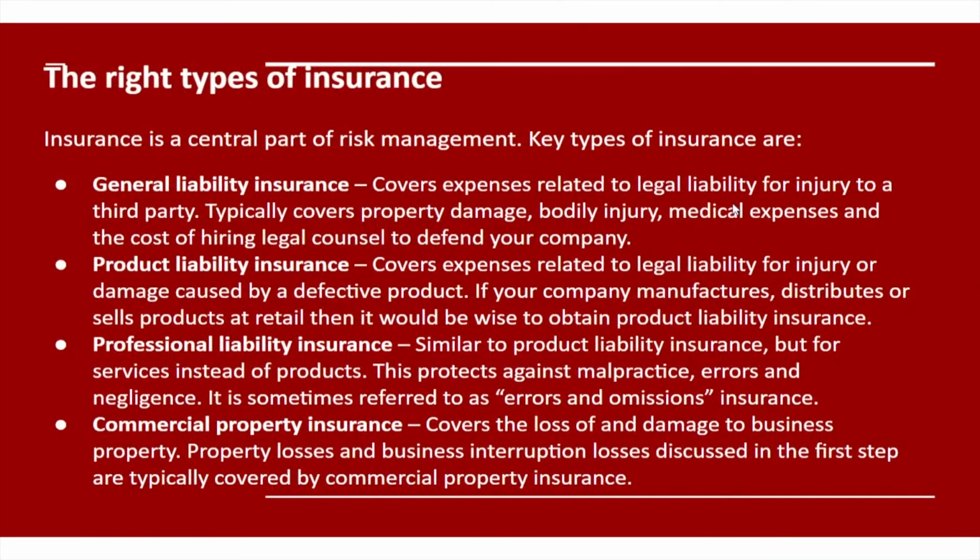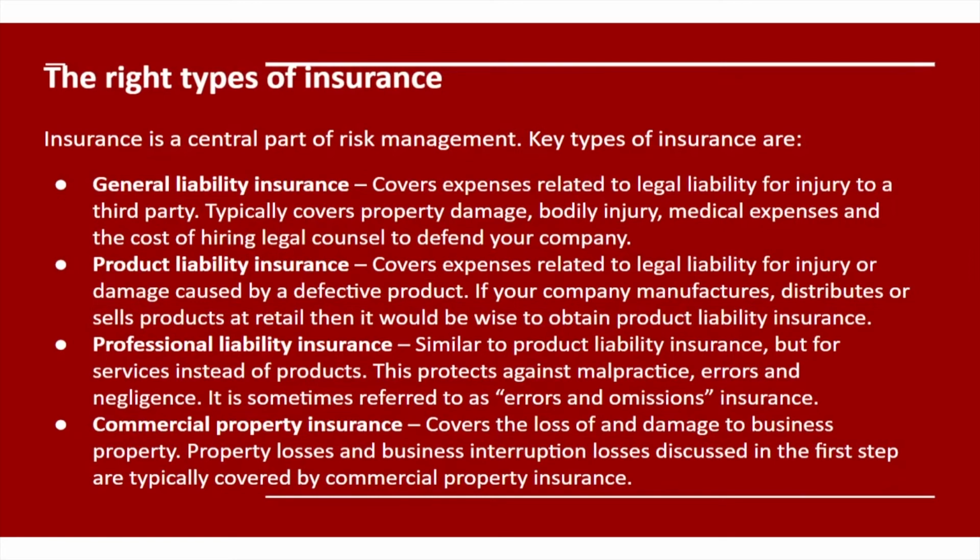In terms of insurance, and that's this transferring risk, we've got to think about what it is that we need to transfer out. We need to think about different types of insurance. There's liability insurance that we need, which covers expenses related to legal liability for someone who's injured. Typically it covers property damage, bodily injury, medical expenses, cost of hiring legal counsel, and so on. Depending on the type of business you have, you've got product liability insurance, which covers expenses related to legal liability for injury or damages caused by a defective product that your company makes. So if your company manufactures, distributes, or sells products, then it should have that type of insurance.